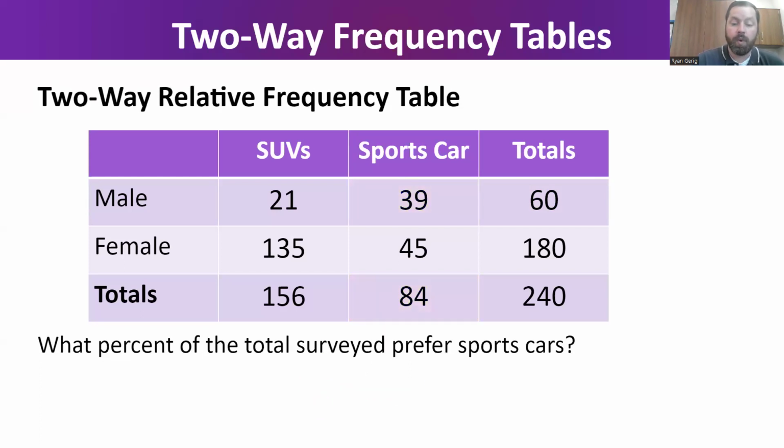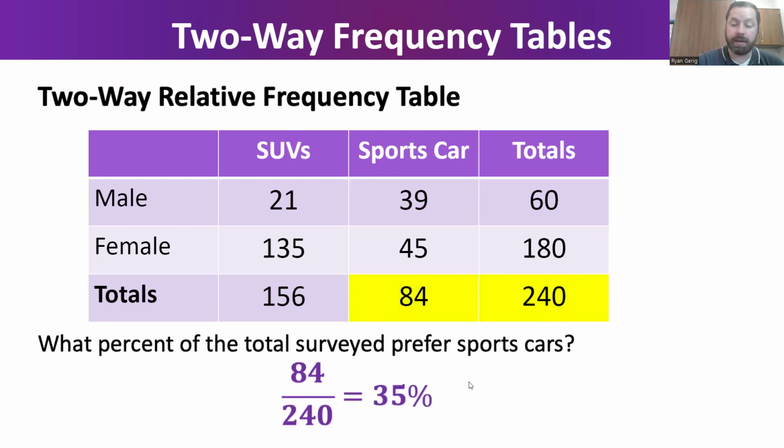What percent of the total surveyed prefer sports cars? So out of the total again, now we're looking at the total. How many preferred sports cars? 84 out of 240, or only 35%. Okay. And so that's how you interpret two-way frequency tables.